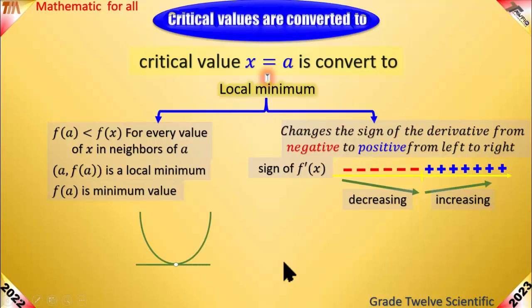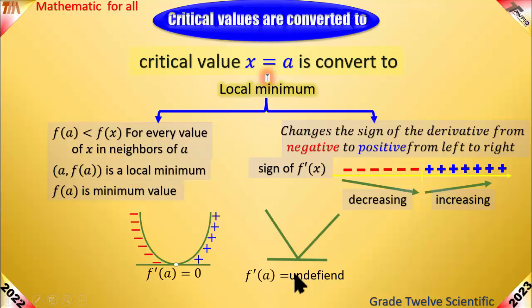And as we said, if the function graph is like this and the tangent line is parallel with the x-axis, this point is called a local minimum, and the value of f prime at this point is 0. And if the graph is like this, because it has a sharp head, f prime is undefined.